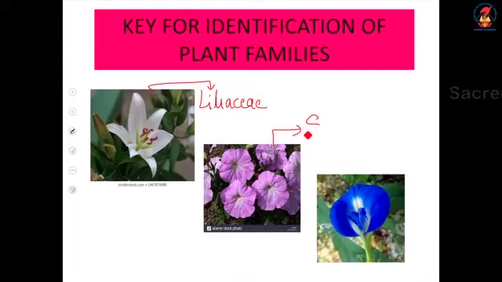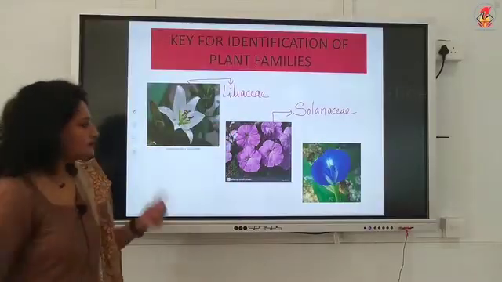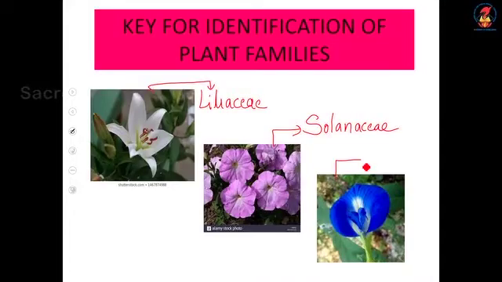Second family, Solanaceae. And for this, the specimen we are going to use is Petunia. You'll have seen this Petunia in the garden of our school. And the last family, Fabaceae. For this, we are going to dissect Clitoria, or in Malayalam we say Shangapushpam. So these are the 3 families we are going to study in this chapter.